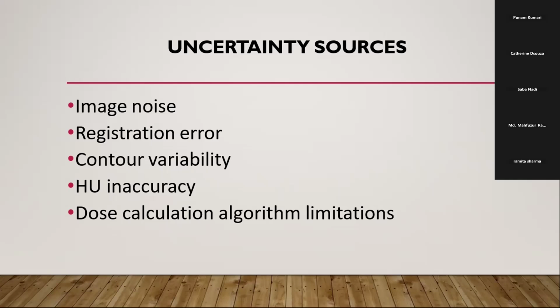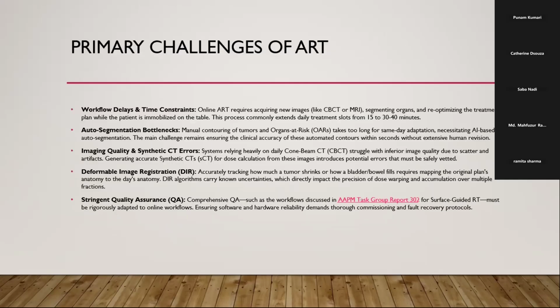And when it is being done, the patient will be taken for the treatment. So this was the workflow of ART. And now we'll look at the challenges and the uncertainty in adaptive radiotherapy. I am limited to CBCT-based adaptive radiotherapy. So what are the primary challenges of ART?